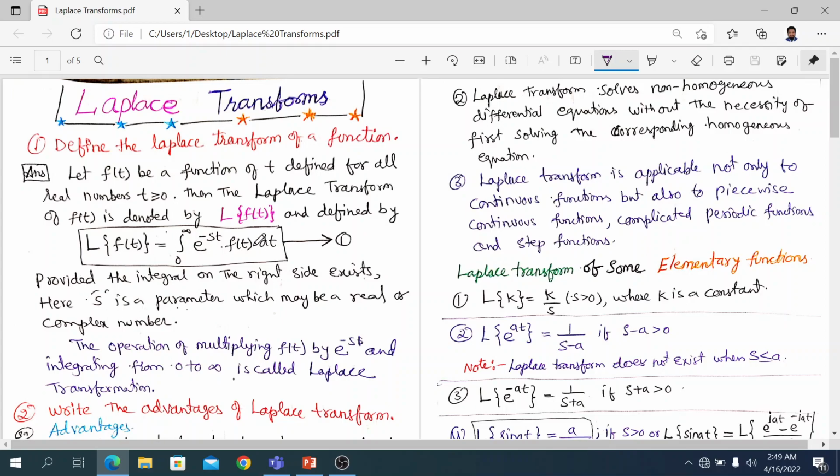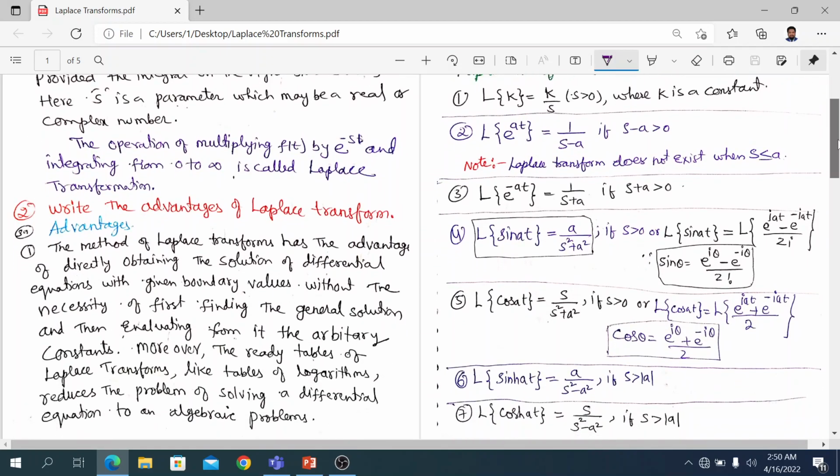Provided the integral on the right side exists, and here s is a parameter which may be a real or complex number. The operation of multiplying f of t by e power of minus st and integrating from 0 to infinity is called Laplace transformation, or in short, Laplace transform. Now write the advantages of Laplace transform.